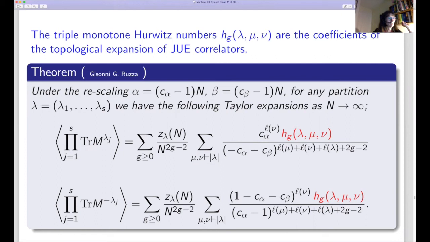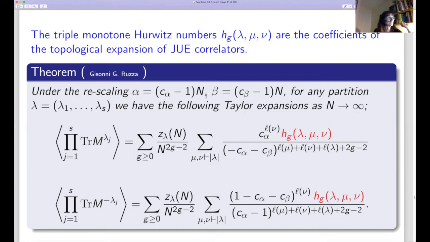Right. Well, I guess that's the formula that I'd like to understand better. You have an expansion in which the coefficients are H^g lambda mu nu, but the expansion is in powers of these Jacobi parameters, C alpha and C beta. You need to rescale the coefficient of the weight. So the weight also has to go to infinity with n, and you rescale.